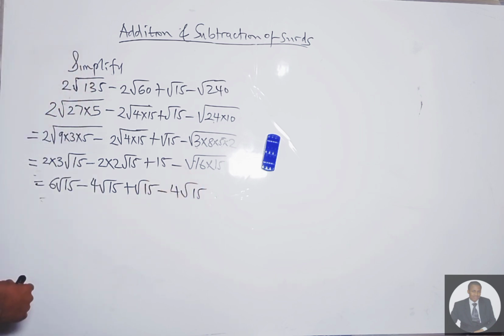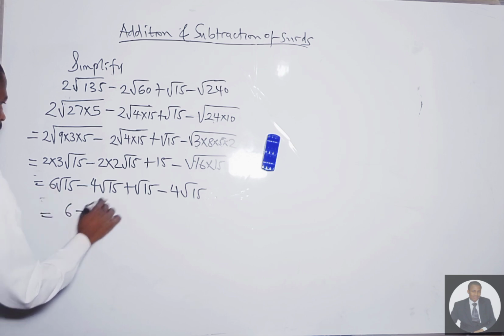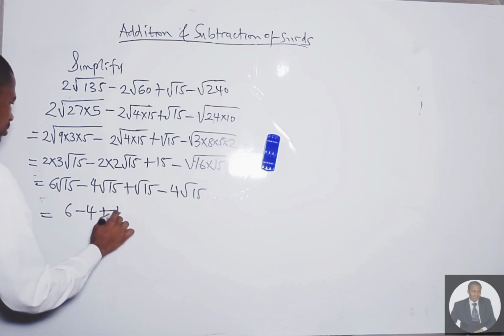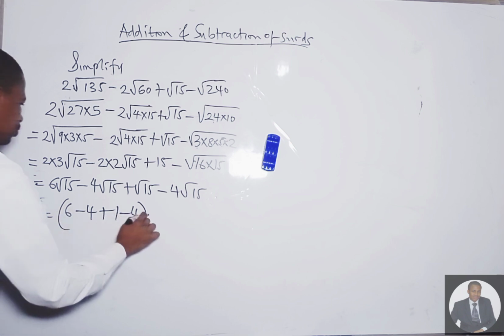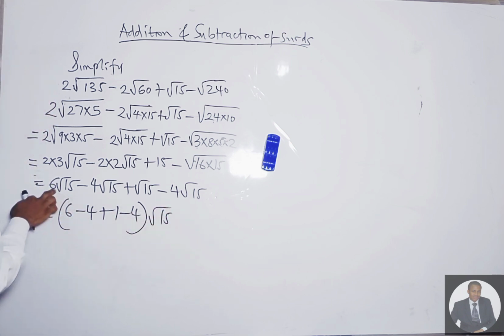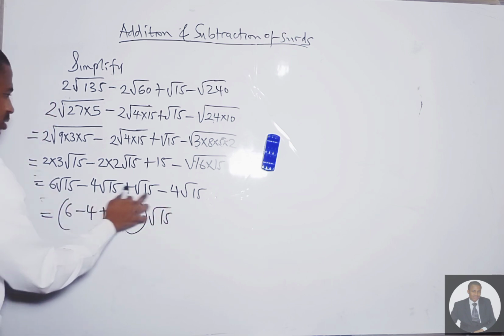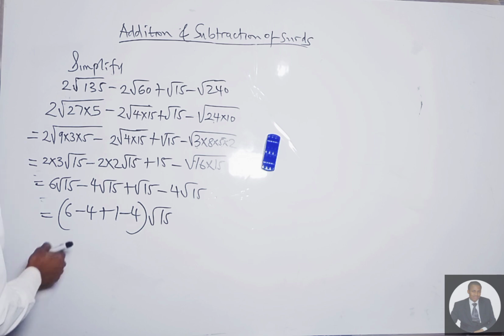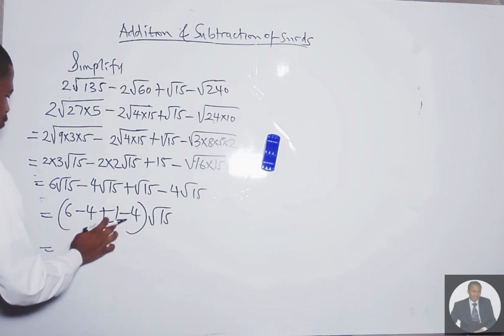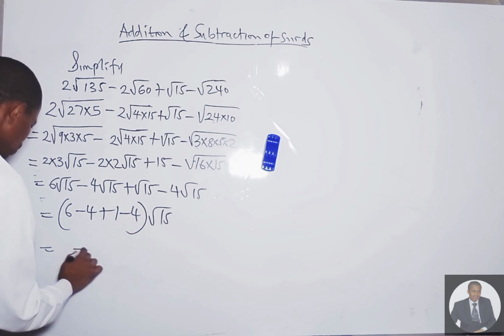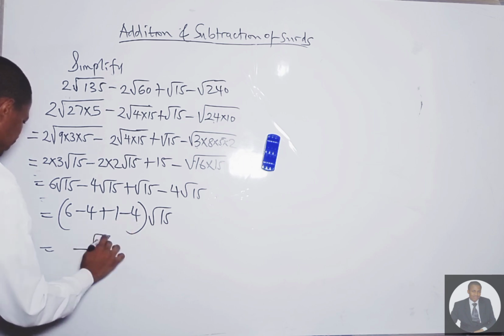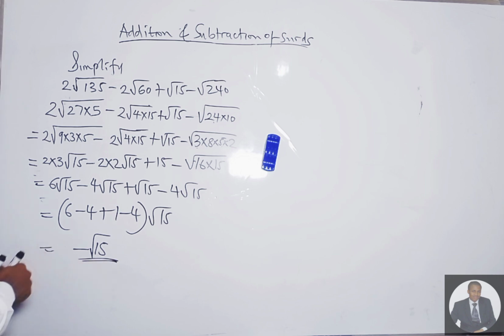So we can go ahead and say 6 minus 4 plus 1 minus 4 root 15. So what do we have here? 6 minus 4, that's 2. 2 plus 1, 3. 3 minus 4, that's minus 1. So we have minus root 15 as our answer.